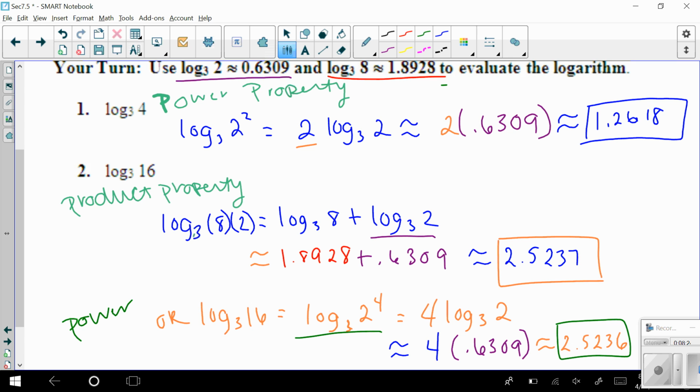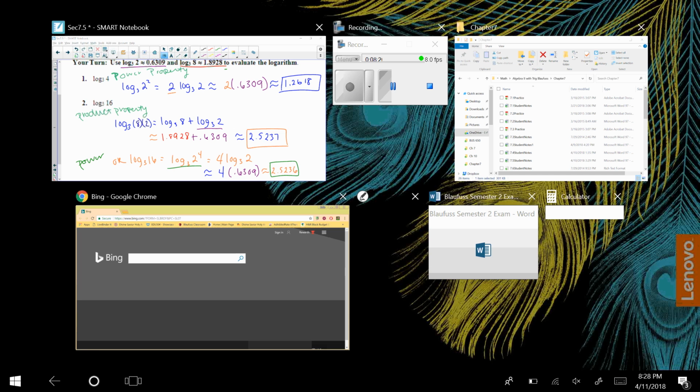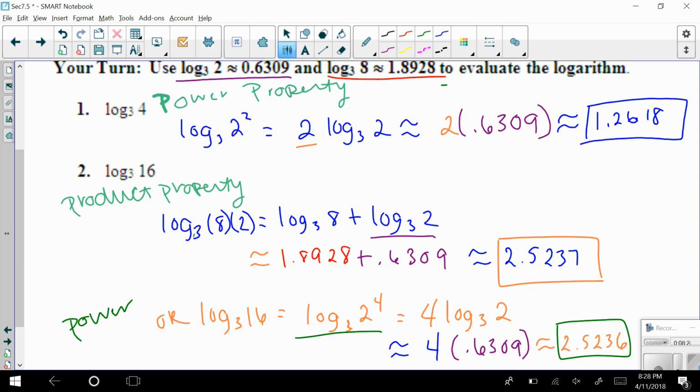Now it's a little bit off because these logarithms are already rounded answers. So the rounding is just a little bit off, but it's 2.5237 compared to 2.5236, which is pretty close. Again, with rounded answers, they're not going to be perfect.